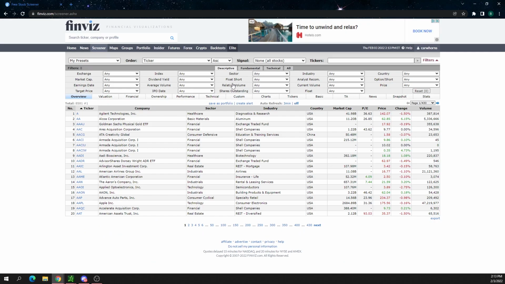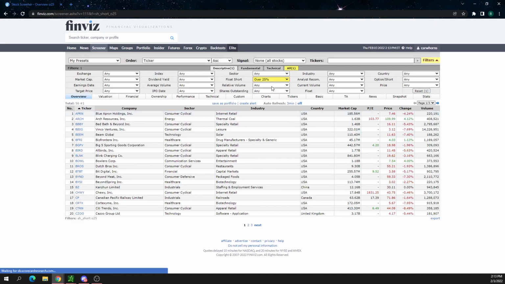Now, as soon as you're on the screeners tab, the very first thing you're going to do is go to where float short is. Now, personally, I like to choose mine around 20 to 30%. We're going to go on the higher end, right in the middle, and just choose 25%.